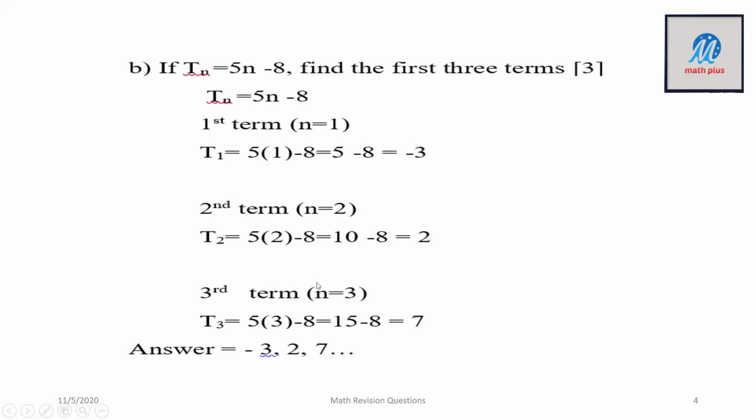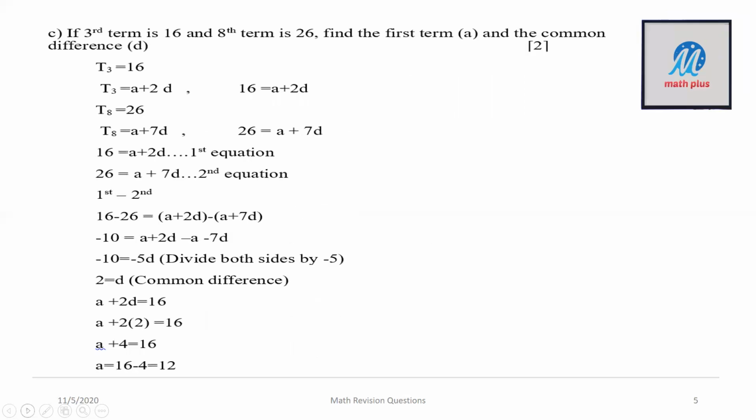And the third term, I have taken n as 3. 5 times 3, it's 15. 15 minus 8, it's 7. So according to this, my first three terms are negative 3, 2, and 7. So this is my sequence. Let's move to the next slide.